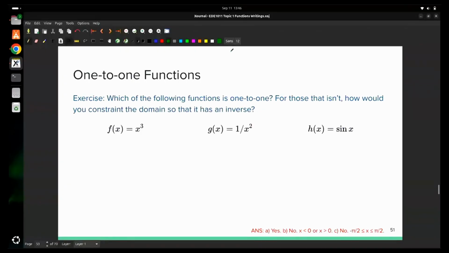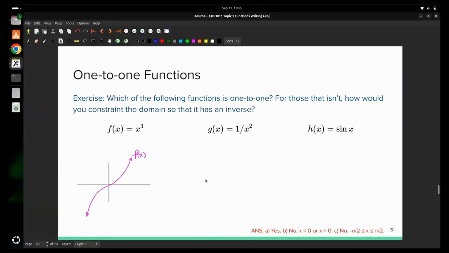So which of the following functions is 1 to 1? For those that isn't, how would you constrain the domain such that it has an inverse? Okay, so let's talk about x cubed. Is the function 1 to 1? So x cubed, by now we know that, right? It's going to be looking maybe something like that. Correct? So this is my f of x. So is this 1 to 1?